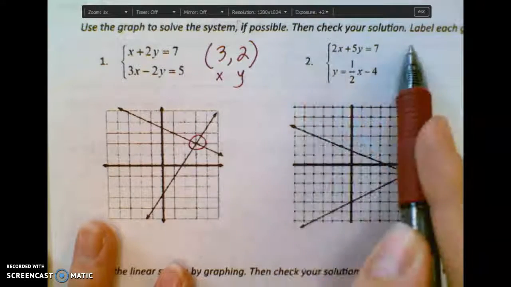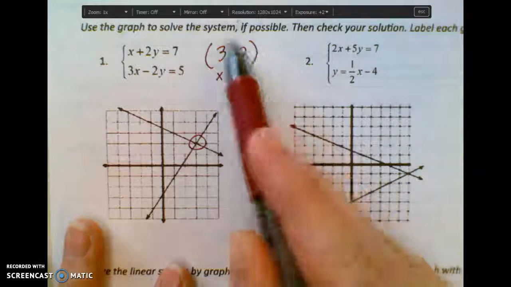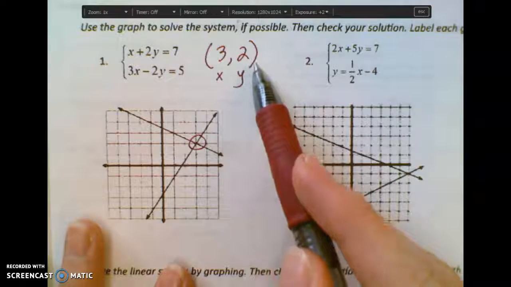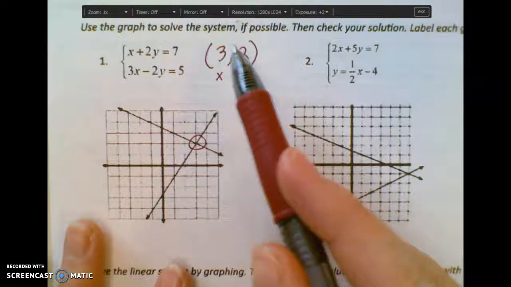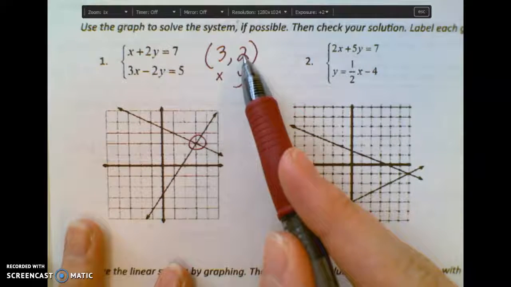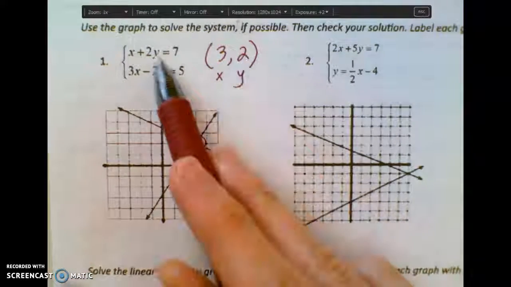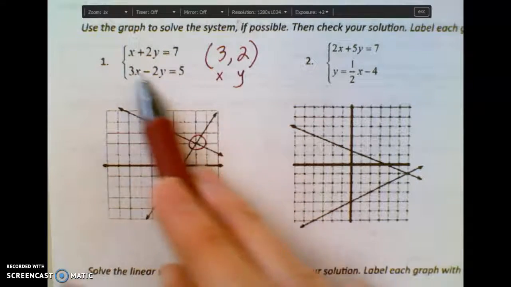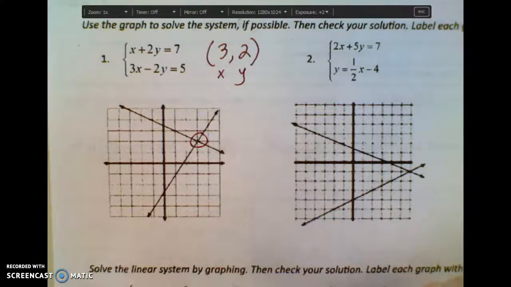The reason we check our solution is to make sure that we wrote the point correctly, because some of us are still struggling to put the x value in the right place and the y value in the right place. So it's always good to check our solution in the equations to see if we're correct. So let's do that down here.